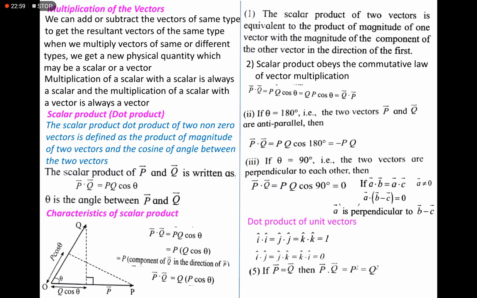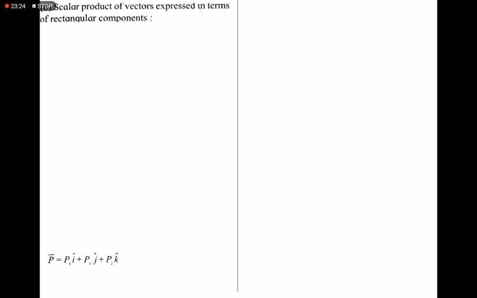Then the dot product of a vector with itself is the square of the magnitude of the vector. This is one more characteristic that we have to learn. Then the next characteristic is the scalar product of vectors expressed in terms of rectangular components. This is a very important characteristic.